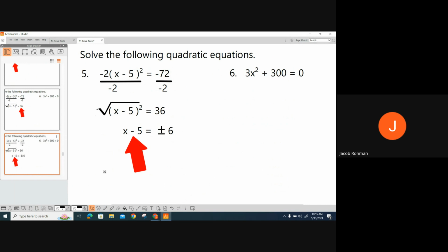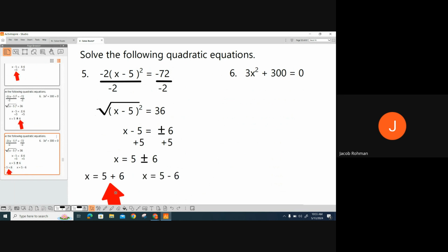Now, to continue to solve, I'm going to add 5 to both sides. So my equation is going to be 5 plus or minus 6. So I'm going to rewrite that as two possible solutions. So 5 plus 6 and 5 minus 6. So 5 plus 6, we know that that's going to be 11 as the first solution. And then the second solution, 5 minus 6, that's going to be negative 1. So my two solutions here are negative 1 and positive 11.